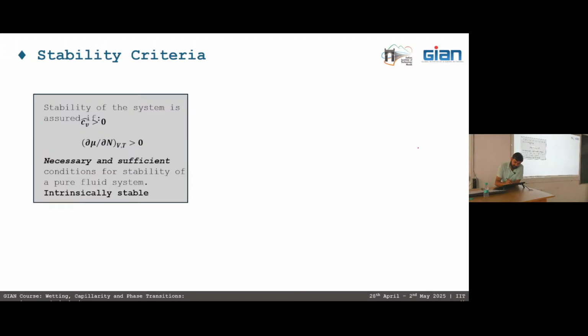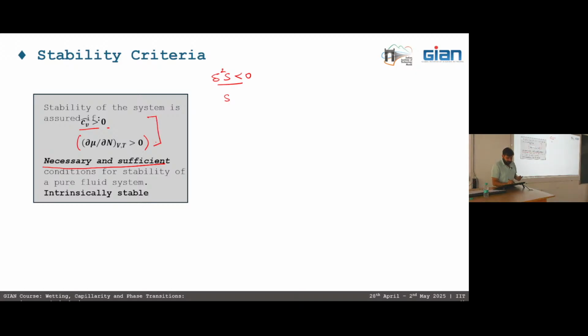Now we have proven that del 2s is less than 0. It means that s is at a maxima. So with this we come to the stability criteria. A system is said to be stable and in equilibrium if its Cv is greater than 0, which is always the case. Also del mu by del n is greater than 0. This is the necessary and sufficient condition for the stability of a pure fluid system. If these conditions are fulfilled, then we can say that our system is intrinsically stable.